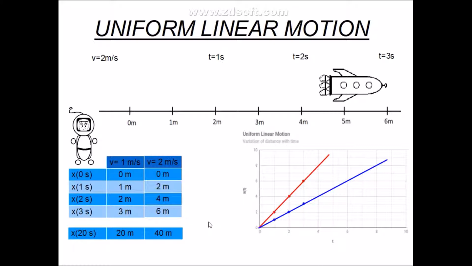It is easy to see that the same applies for any speed. So for example, if the rocket is moving at 3 meters per second, this is what the graph will look like. And the values.